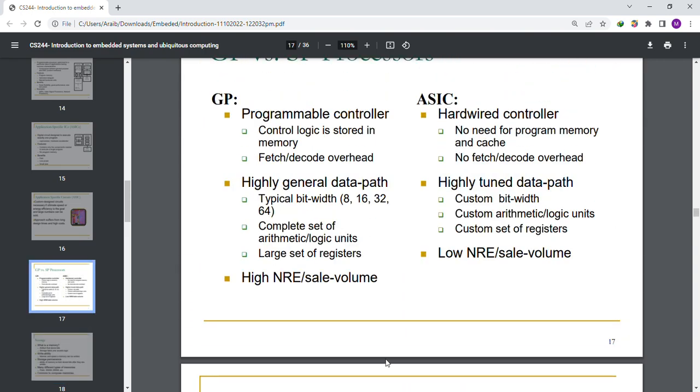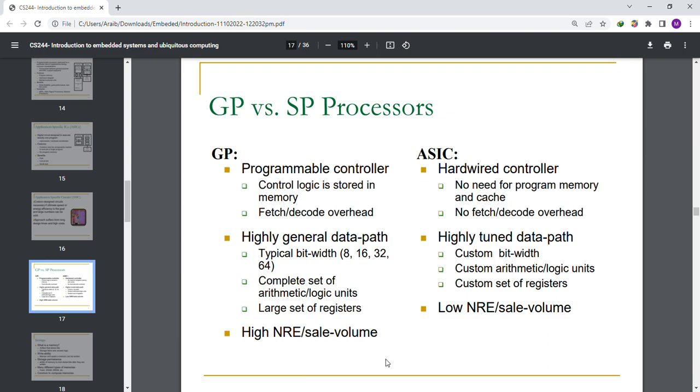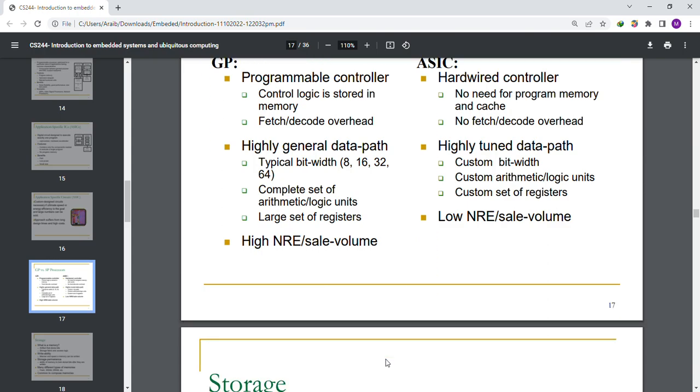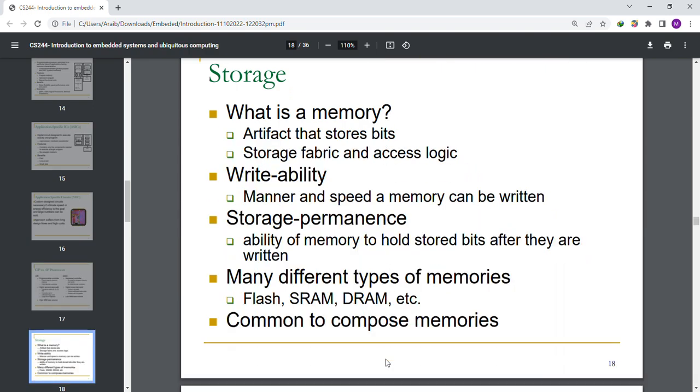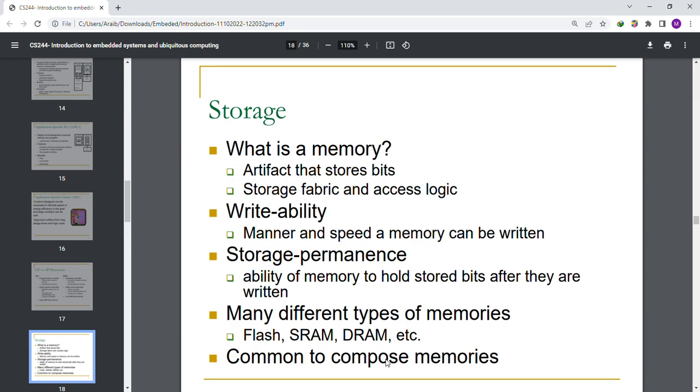And this is slide number 18, and this is slide number 17. We can skip slide number 17. You can pause the video and read it by yourself. We will move to slide number 18. This is the last slide of this video, and the remaining slides you can watch in the second part of the video.